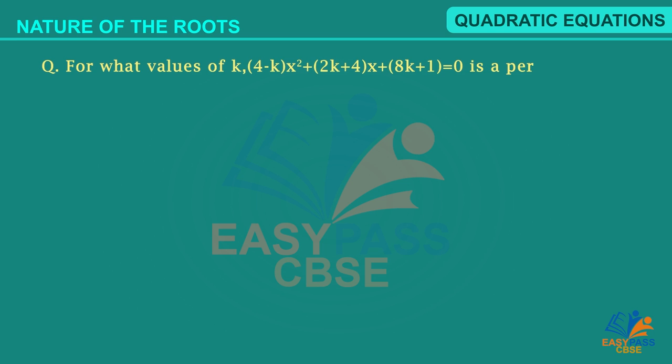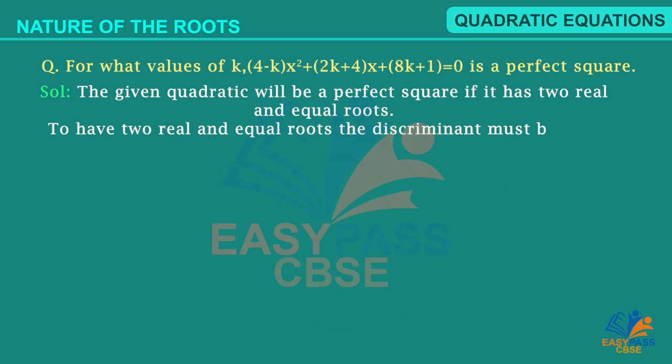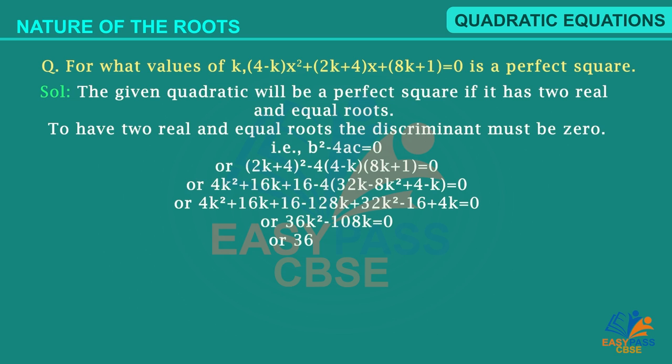Question is, for what values of k, 4 minus k times x square plus 2k plus 4 times x plus 8k plus 1 equal to 0 is a perfect square. This is very, very important. Now, perfect square means my discriminant is equal to 0. That means if both roots are equal, it can be a perfect square. Both roots are equal means discriminant is equal to 0. Now, the discriminant we get 4k square plus 16k plus 16 plus 32k square minus 124k minus 16, or 36k square minus 108k is equal to 0. So, it can be either k is equal to 0 or k is equal to 3. So when k is equal to 0 or k is equal to 3, the equation is a perfect square, or discriminant is equal to 0.